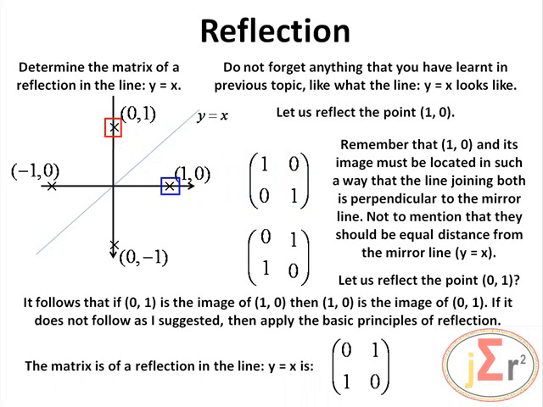The matrix of a reflection in the line y is equal to x is 0, 1, 1, 0. Reading horizontally, of course, row by row.